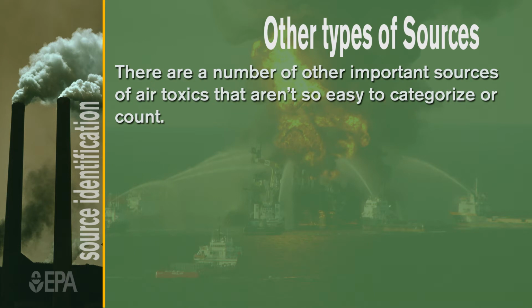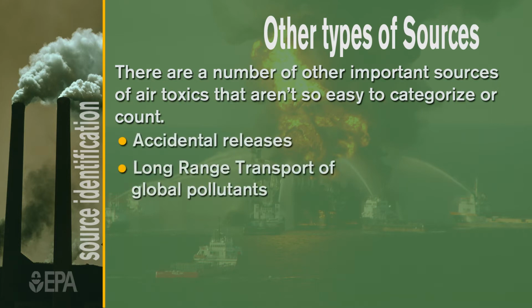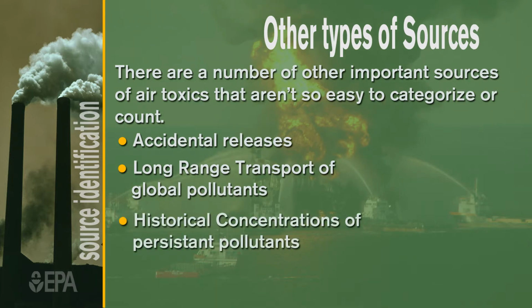There are other types of sources as well of ambient air toxics pollution. These are not traditionally included in our risk assessments. They include accidental releases such as explosions at factories, long-range transport of global pollutants such as mercury, and then we have persistent pollutants that just hang around in the atmosphere like carbon tetrachloride. Carbon tetrachloride emissions have decreased significantly since the passage of the Clean Air Act, but our monitors still show just a cloud that's up in the atmosphere. These are persistent because they have very long half-lives.